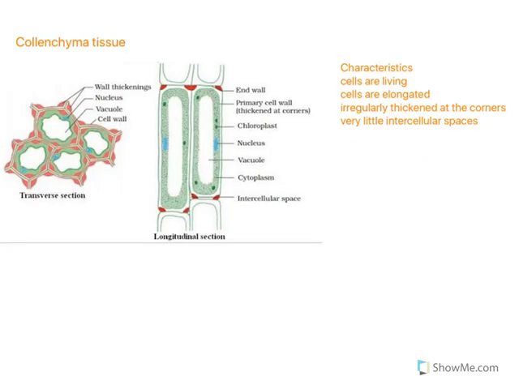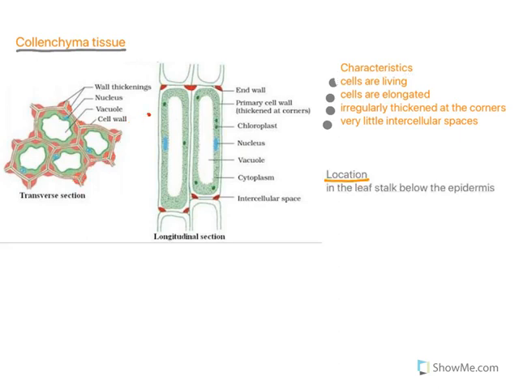This is the second type of simple tissue. Collenchyma is also a simple tissue because it is made up of a single type of cells. Now, for the characteristics of collenchyma, here the cells are living. The cells are elongated, they are irregularly thickened at the corners, and they have very little intercellular space. The irregular thickening, we can see it here, only at the corners.